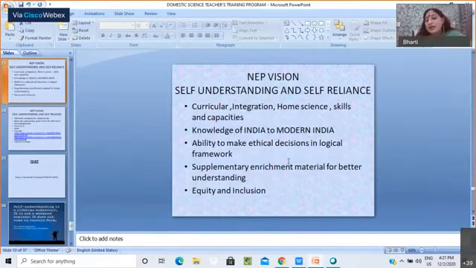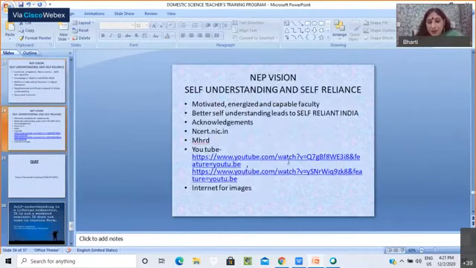helping them to make ethical decisions. This is very important, because we have to develop law abiding students. So giving them the logical frameworks, and supplementary enrichment material, giving them a chess circle, math circle, making small circles according to their subjects. And last but not the least, equity and inclusion.